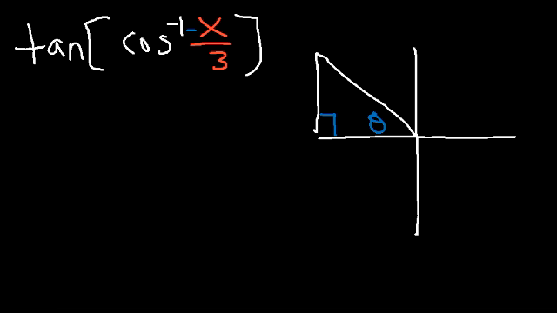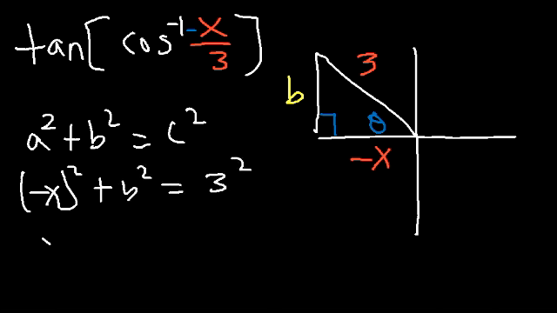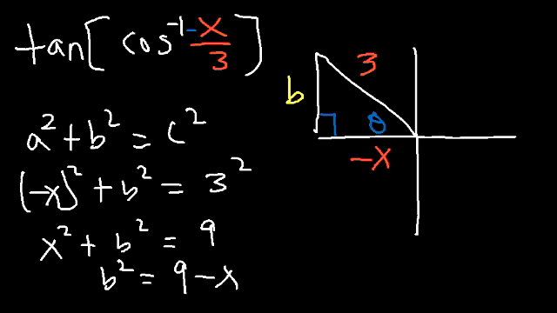So cosine is adjacent over hypotenuse. X is negative as you go to the left, so this is going to be the negative x, and the hypotenuse is always positive. So we got to find the missing side. Let's call it b. So using the equation a squared plus b squared is equal to c squared. A is basically negative x, b, we're looking for that, c is 3. So negative x times negative x is positive x squared. And 3 squared is 9. So if you solve for b squared, you need to subtract both sides by x squared. So b squared is 9 minus x squared.